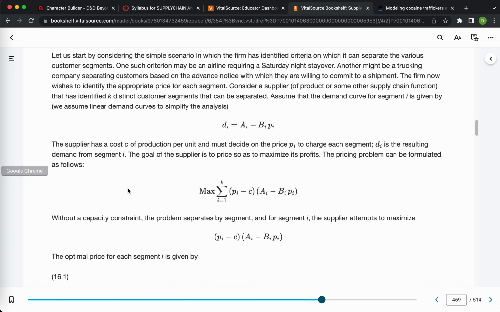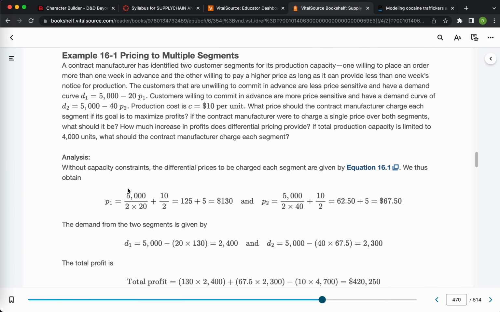So let's look at an example, right? Here is an example from the textbook. A contract manufacturer has identified two customer segments for its production capacity. One is willing to place an order more than a week in advance, and the other is willing to pay a higher price as long as it can provide less than 1 week's notice in production. So people who want to order and get their products right away are willing to pay more. The others are willing to give you a week's time to finish the manufacturing that you need to do.